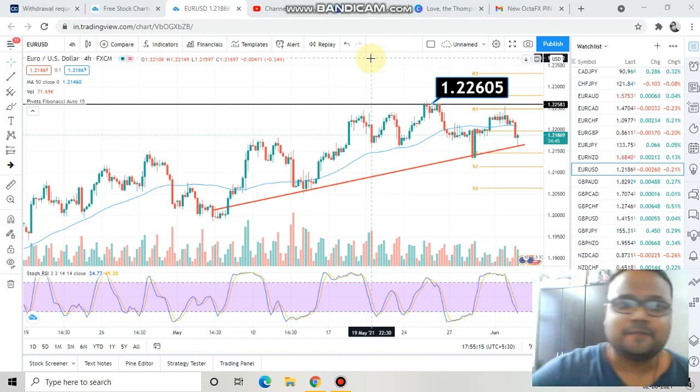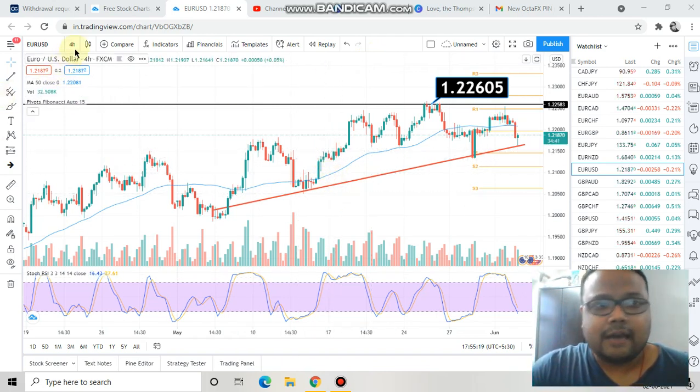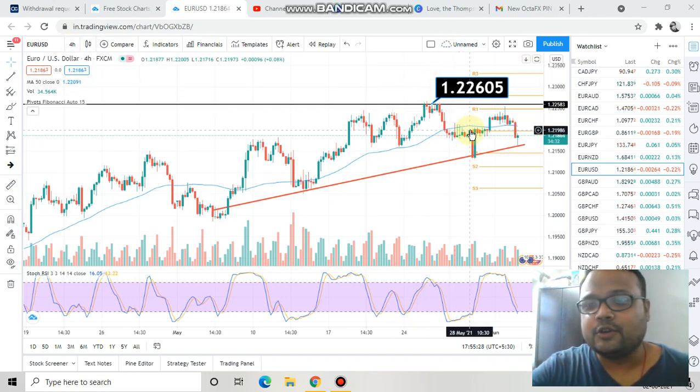So let's get started. This is the chart of Euro USD, and as you can see, I'm on the 4 hours time frame, my personal favorite and the most beloved time frame in the Forex world. And thanks to God, at last we have got some movements on the Euro USD chart.